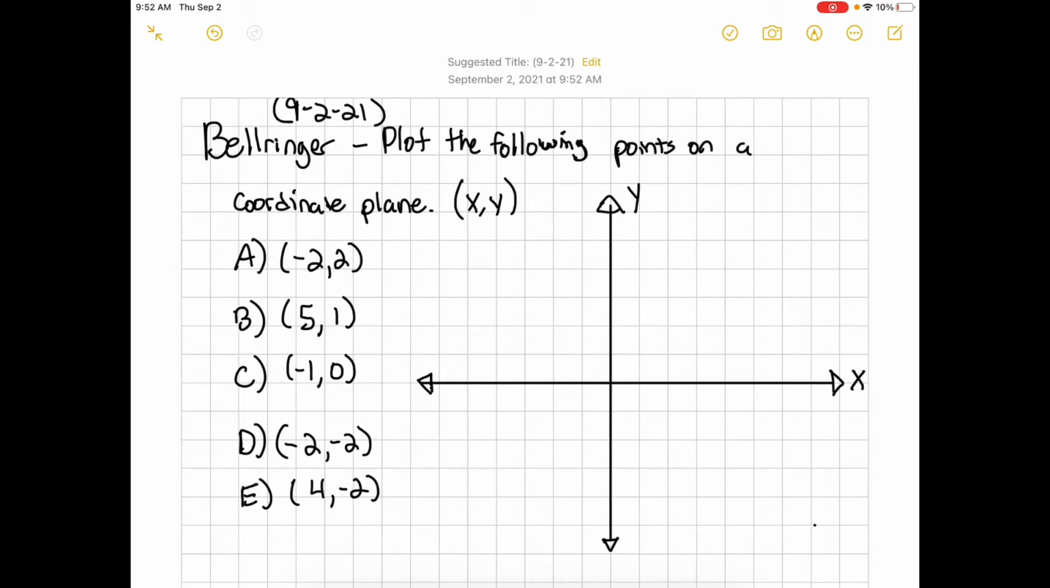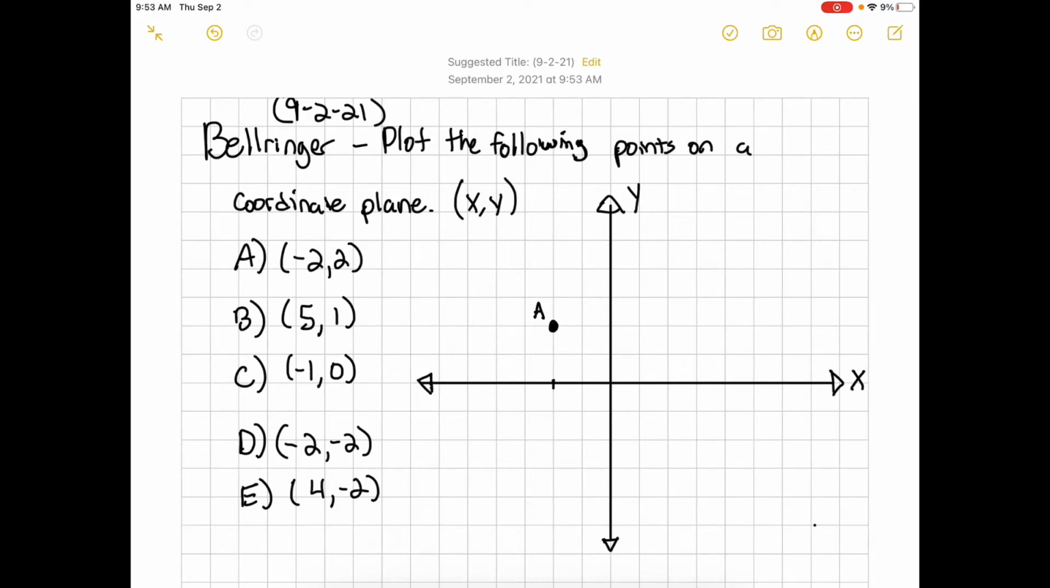So we're going to start right at the origin, right in the middle of my xy axis. So let's plot the point A, -2, 2. If I start right in the middle at the origin, if your x value is negative, you're going to go left. So I'll go left 1, 2. So I'm right here, and then I will go up from there, since the y is positive, 1, 2. That is point A.